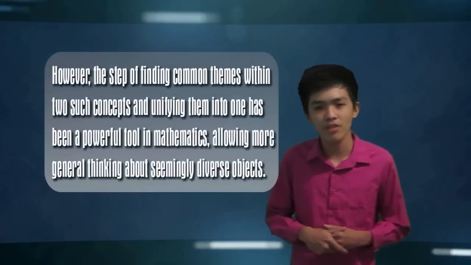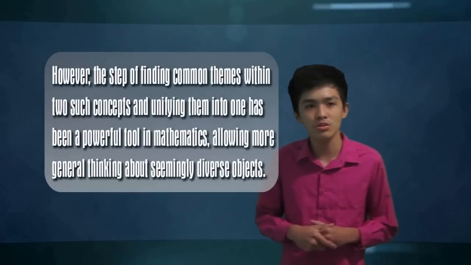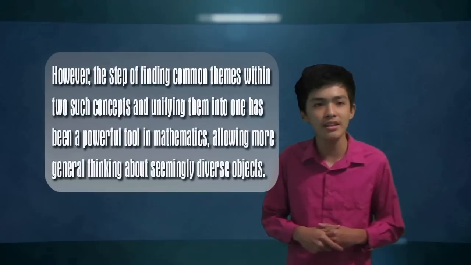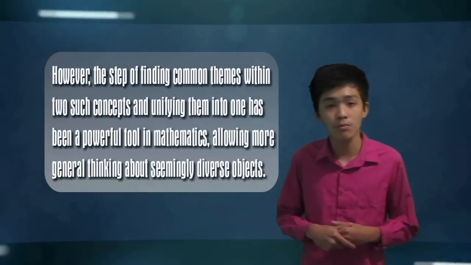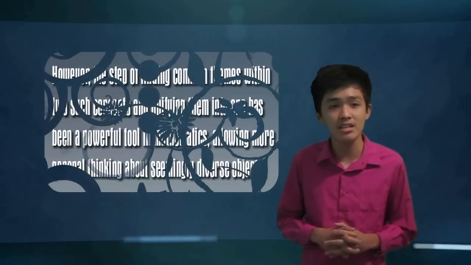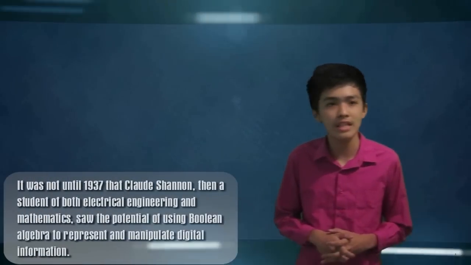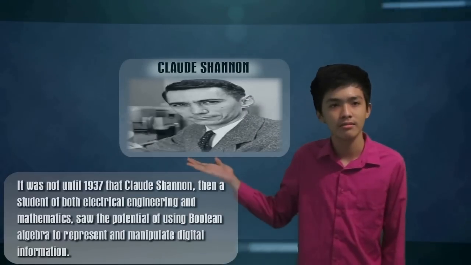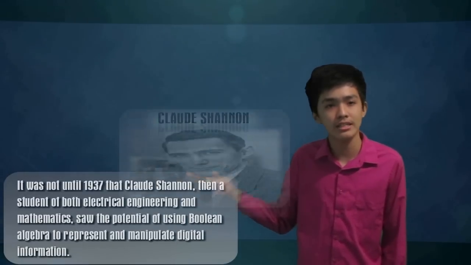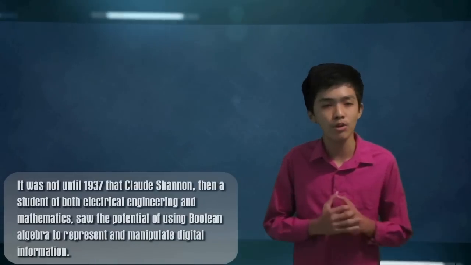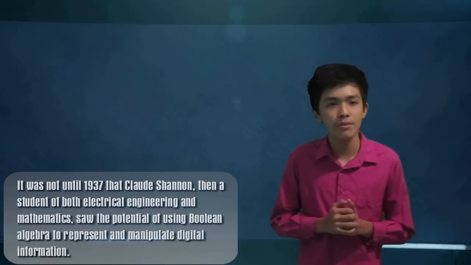However, the step of finding common themes within two such concepts and unifying them into one has been a powerful tool in mathematics, allowing more general thinking about seemingly diverse objects. It was not until 1937 that Claude Shannon, then a student of both electrical engineering and mathematics, saw the potential of using Boolean algebra to represent and manipulate digital information.